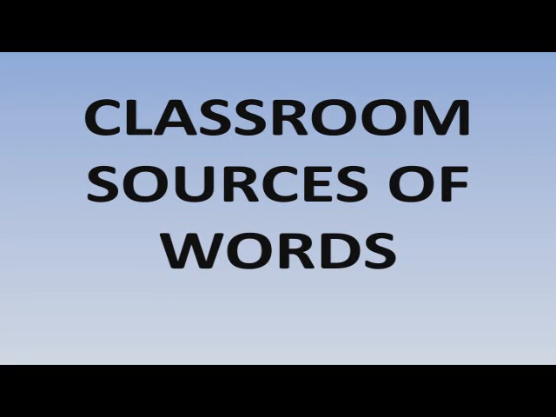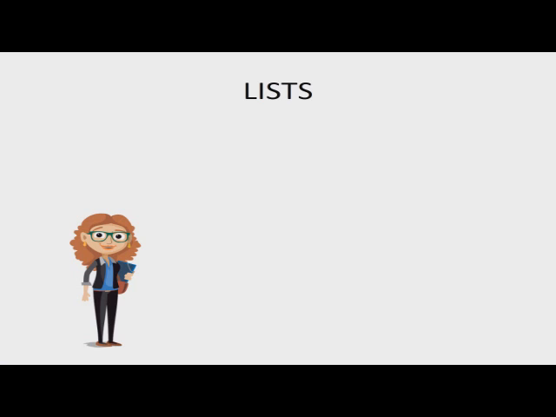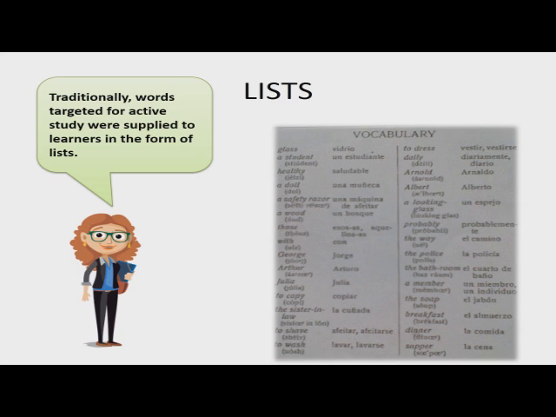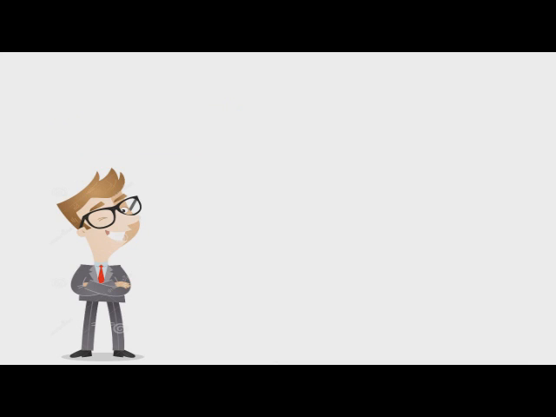Classroom source of words. We learn words either intentionally or incidentally. Traditionally, words targeted for active study were supplied to learners in the form of lists, as we can see in the picture. So the vocabulary list starts with the word glass and it ends with the word supper. It also has the translation into the L1, which is Spanish, and some pronunciation keys.